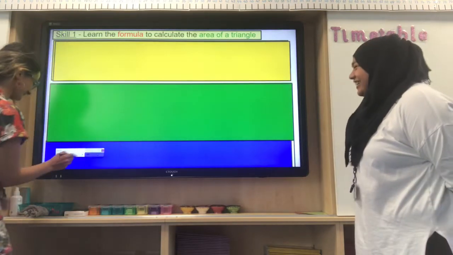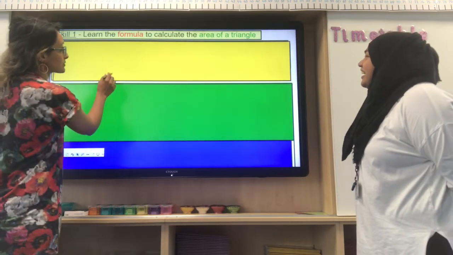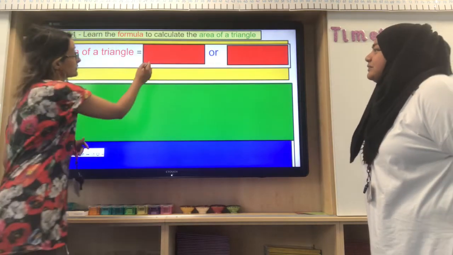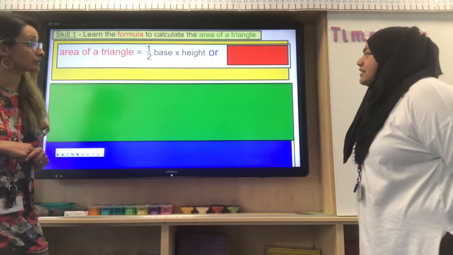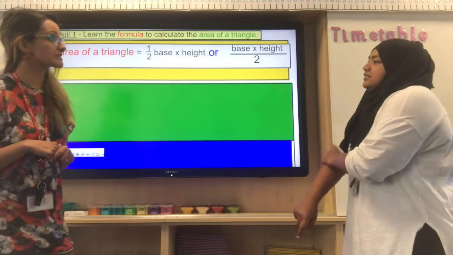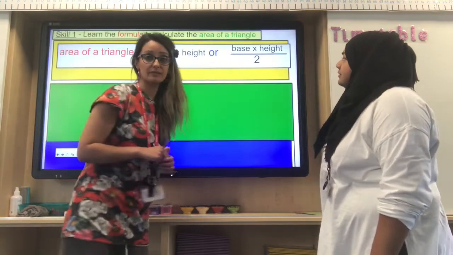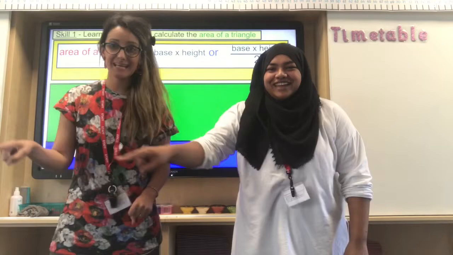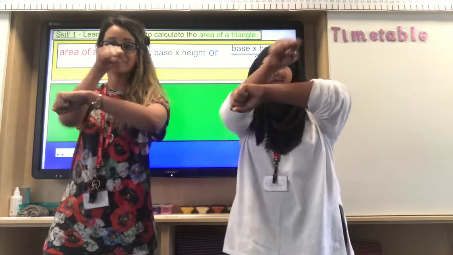Right, okay. Next part: area of a triangle. You can write this in either way. Area of a triangle is half the base times the height, or I prefer this method: it can be written as base times height, and that line there means divided by 2. Ready? Base times height divided by 2.